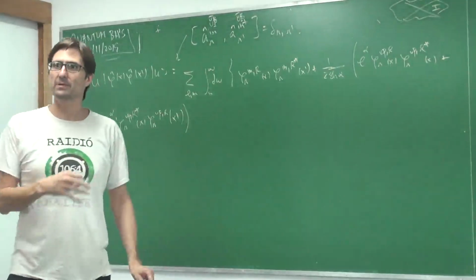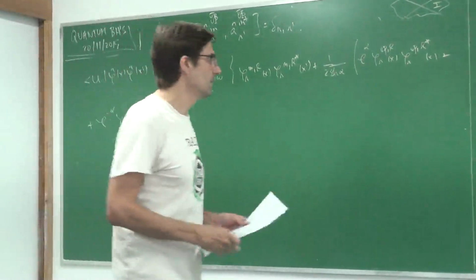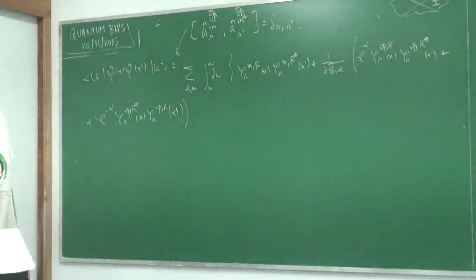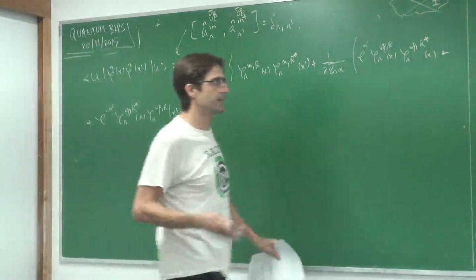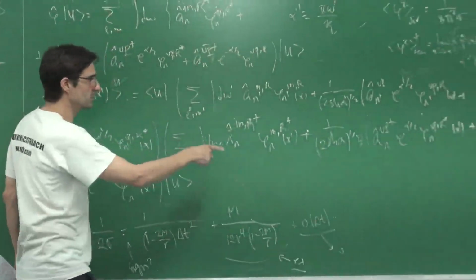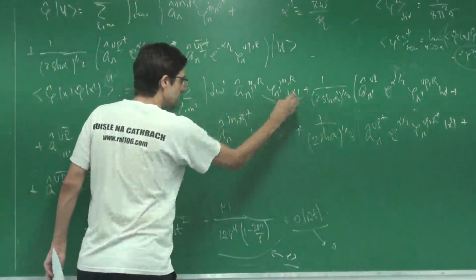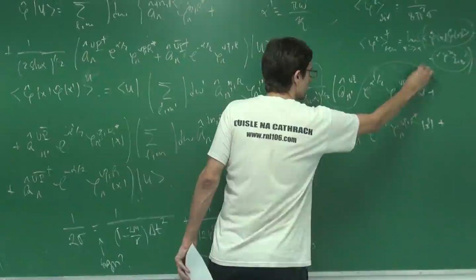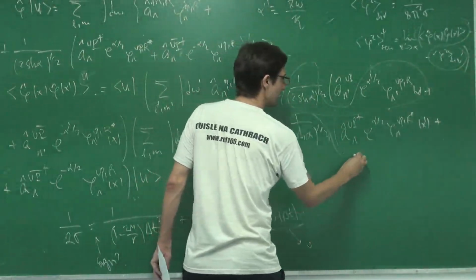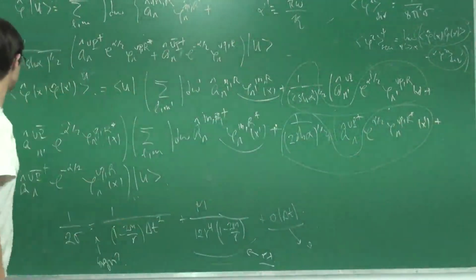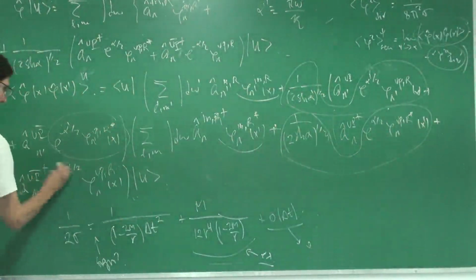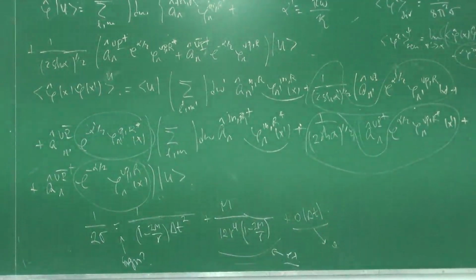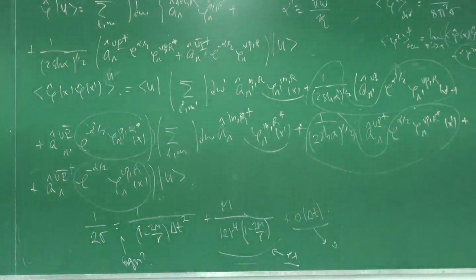So now all the lambda primes are just lambdas. Because of this, you've killed one sum and one integral. And because the ins commute with the ops, you only get this guy times this guy, and this guy times this guy. That's what this is.